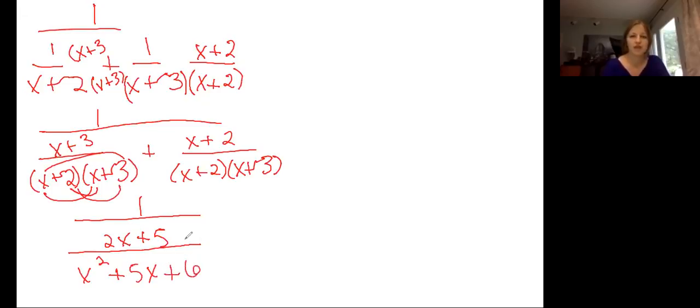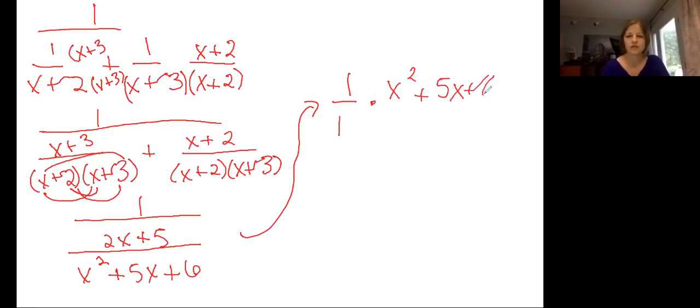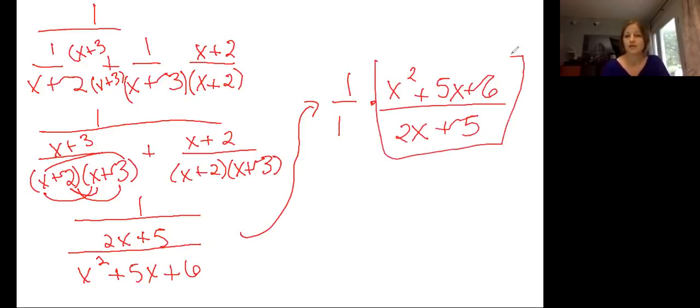And now again, I'm dividing by a fraction. So what I do is multiply by the reciprocal. So the numerator stays the same, 1 over 1 times x squared plus 5x plus 6 over 2x plus 5. And now I have the correct answer, and I did it algebraically. So it does save some time in that you can get directly to the answer choice. So depending on your algebra skills and how comfortable you are with those, you could do that.